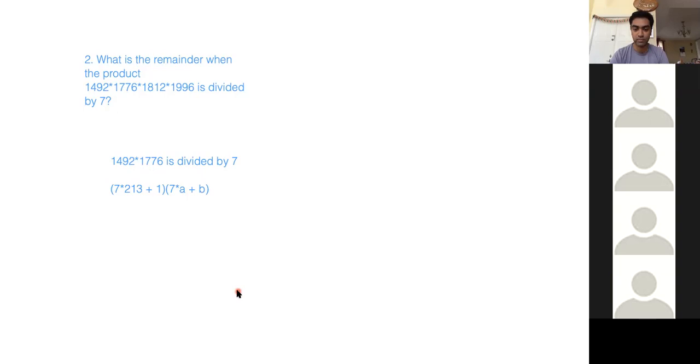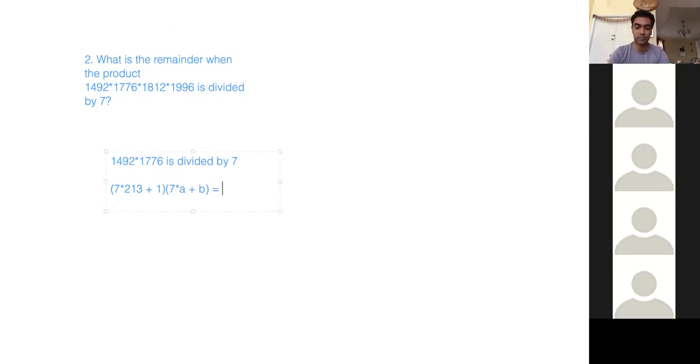Would it be the plus 1 plus b, 1 plus b, or 1 times b? Good. Why 1 times b? Because 7 times 213 doesn't have a remainder because it's already a multiple of 7. Okay, yeah, that's true. 7 times 213 doesn't have a remainder. But when I multiply this out, there's a lot of terms, right? So is there any other term that I need to worry about here? So what is this product?